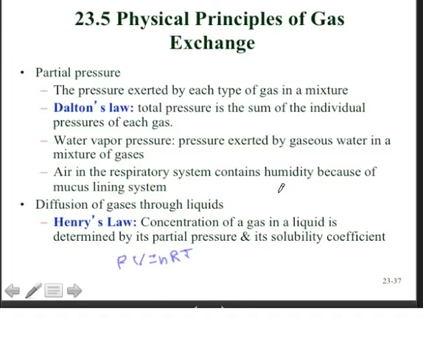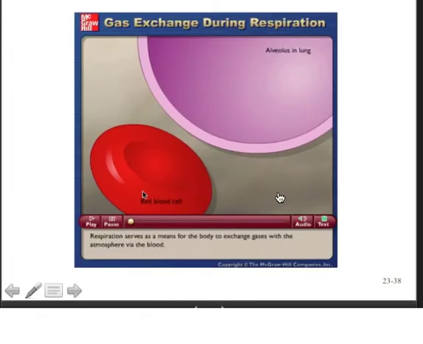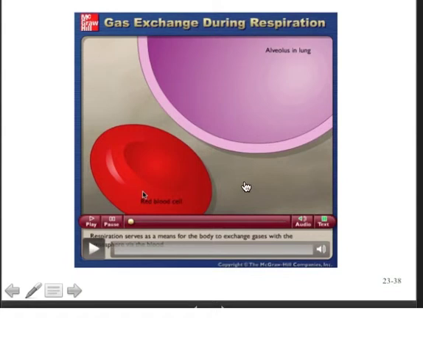Diffusion of gases through liquids obeys Henry's law, where the concentration of gas in a liquid is determined by its partial pressure and its solubility coefficient. One of the things we're going to learn is that carbon dioxide is much more soluble in water than oxygen is. Okay. Also, we have to keep in mind that solubility is related to temperature as well. So that's one of the things that we're going to take into account when we look at gas exchange. So let's take a listen to gas exchange during respiration.